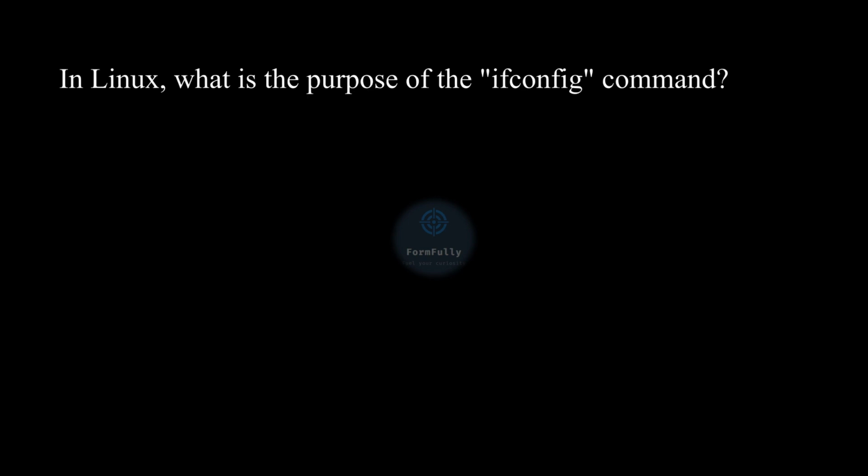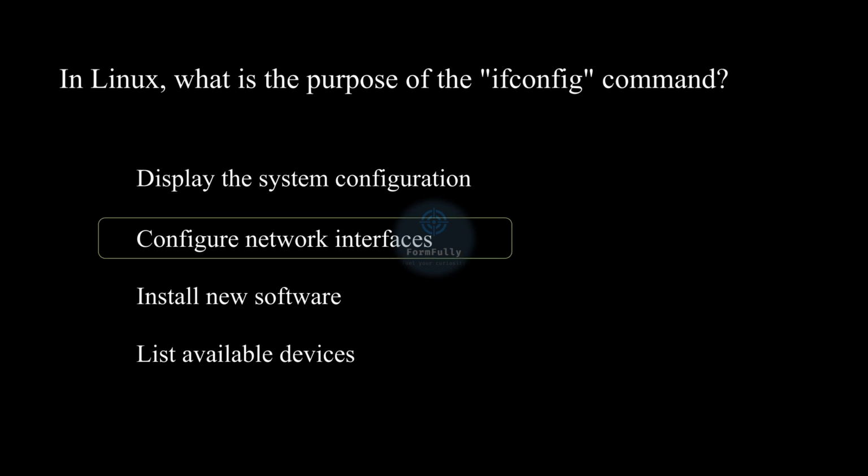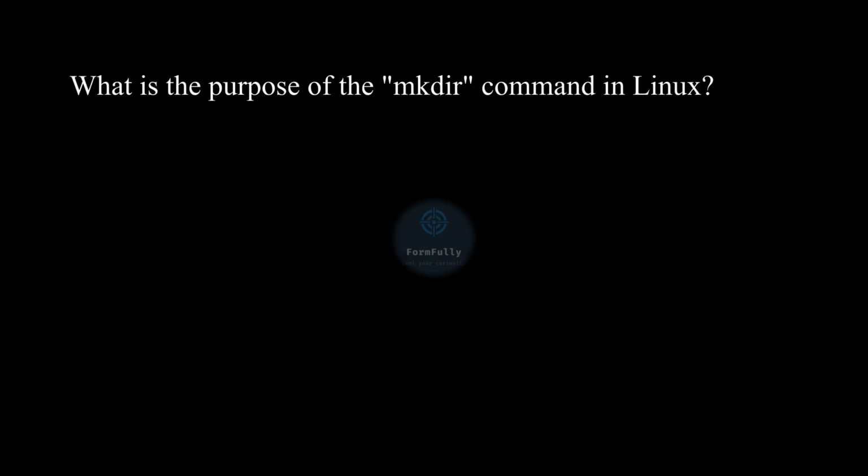In Linux, what is the purpose of the ifconfig command? Options are display the system configuration, configure network interface, install new software, list available devices. And the correct option is B, configure network interface. Display the system configuration is a general description not specific to ifconfig. Install new software is unrelated to ifconfig. And list available devices is a different task not performed by ifconfig. So the correct option is B. Next question.